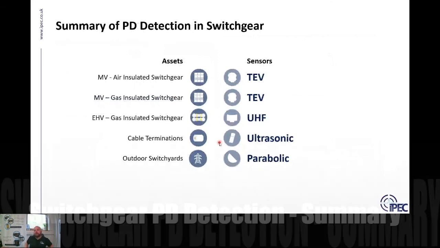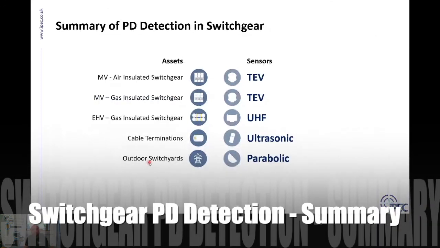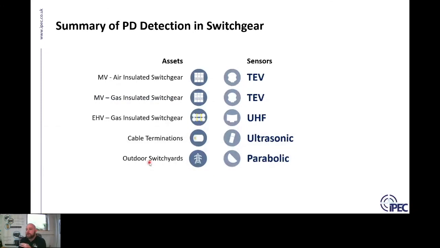So to summarize the application of different sensors, and of course there are unique cases where, depending on the equipment type, we would look to apply different sensors. What IPEC do is, on each individual case of a certain type of switchgear, a certain voltage level, or a certain concern from the customer, we would match the sensor to the requirement. However, typically on medium voltage air insulated switchgear, we would use TEV sensors. On medium voltage gas insulated switchgear, we would use TEV sensors.